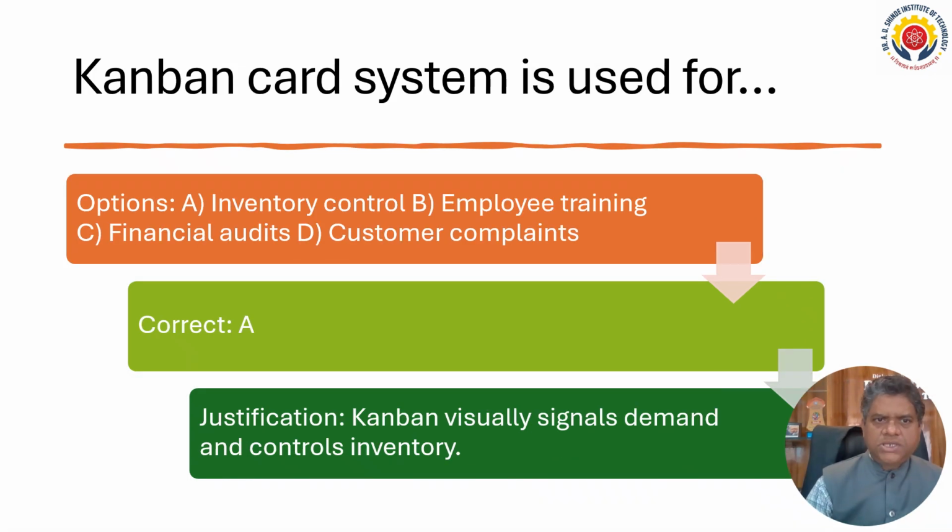The next question is, Kanban card system is used for. Basically the Kanban is used to give the signals of demands and control of the inventory. The correct option is inventory control, A.